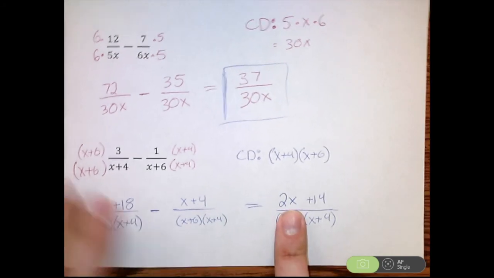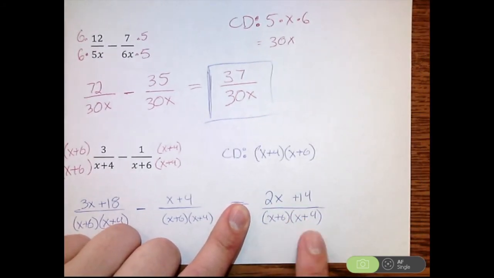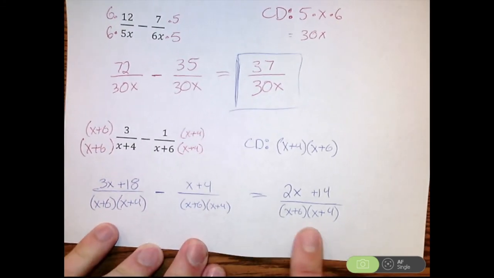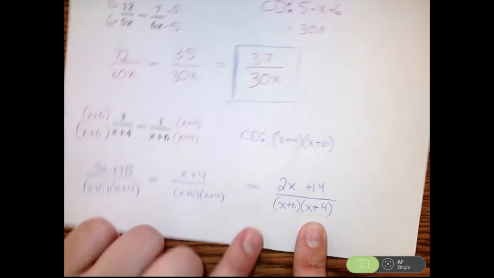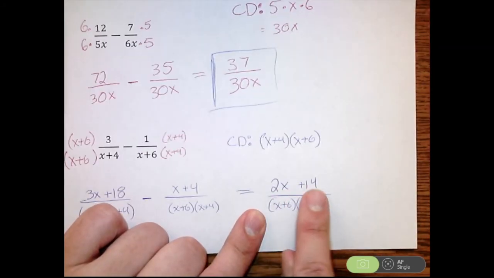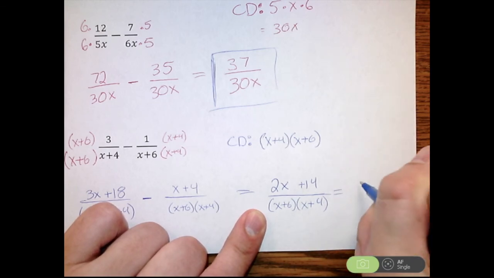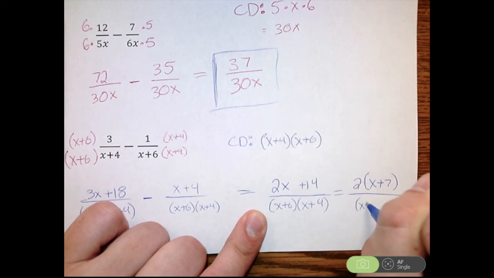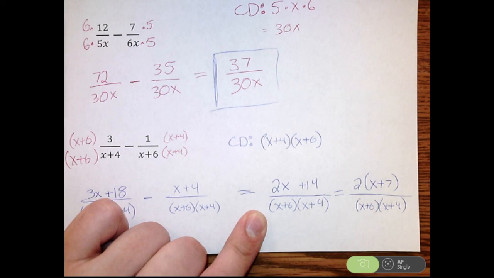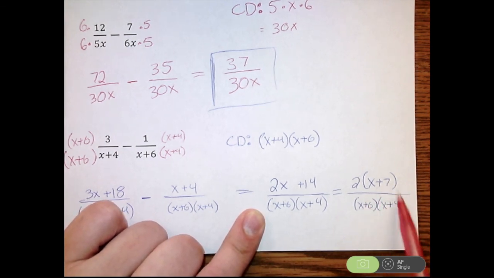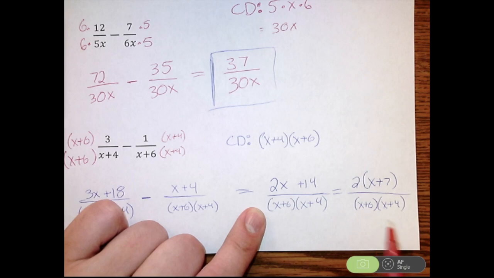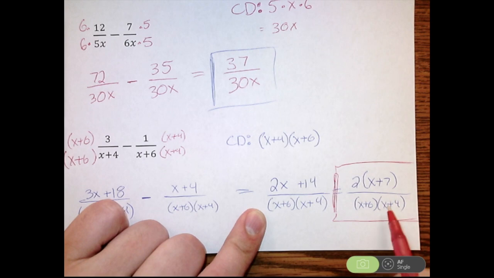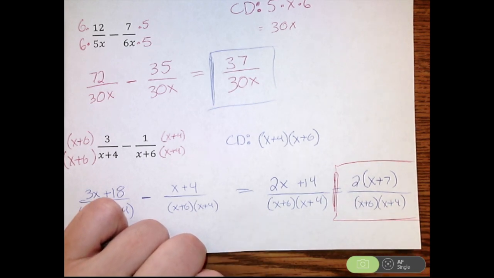The only thing left to do is simplify my final fraction. The bottom is already factored. That's why I definitely did not multiply on the bottoms, because I would have given myself extra work. So I just need to factor up in the numerator. 2x plus 14, there is a GCF there. I could pull a 2 out. So I have 2 times x plus 7, and I have x plus 6 and x plus 4. What I'm looking for is common factors in the numerator and denominator. There are none there, so that is going to be my final answer: 2 times x plus 7 divided by x plus 6 times x plus 4.